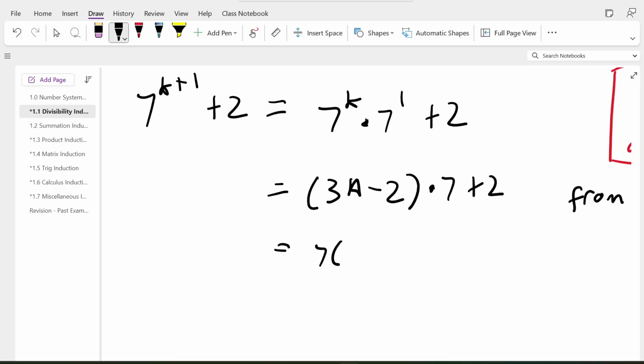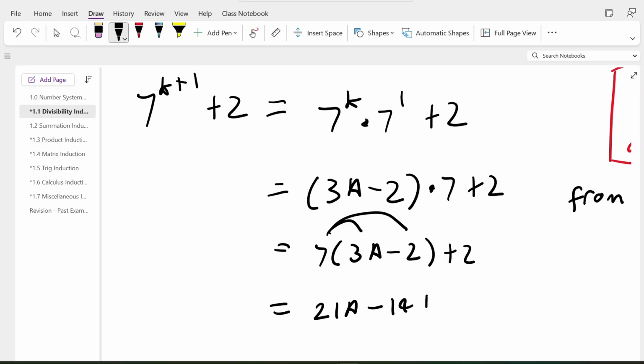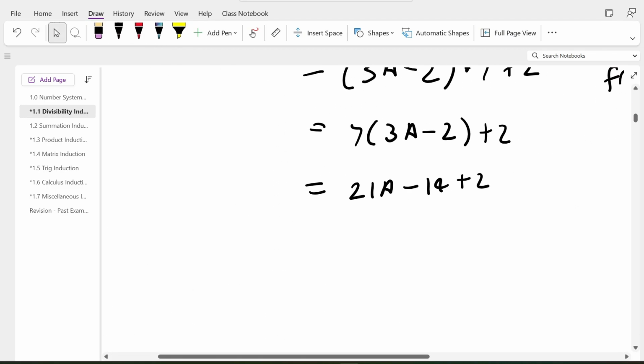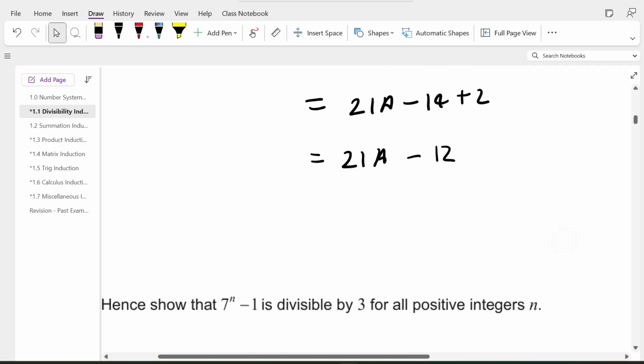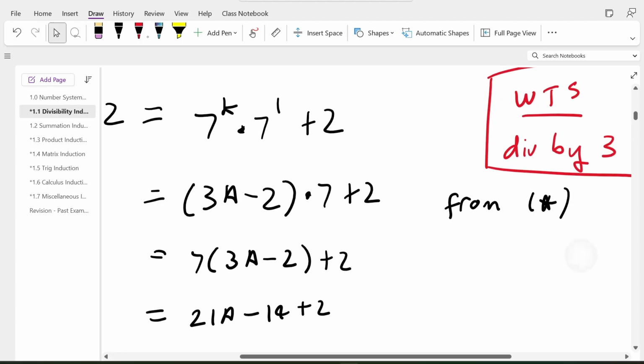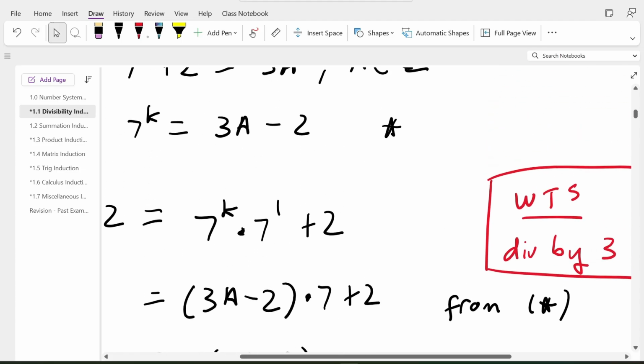Okay, then we just expand it out. So probably easiest if I write it like that, and then I FOIL it in. So I've got 7 lots of 3a, so that's 21a, take 14, just like that. Okay, and then we can just collect like terms. So I've got this 21a term, and then it's just going to be taking away 12, just like that. Okay, beautiful. So if we're trying to show that something's divisible by 3, what does it mean for it to be divisible by 3?